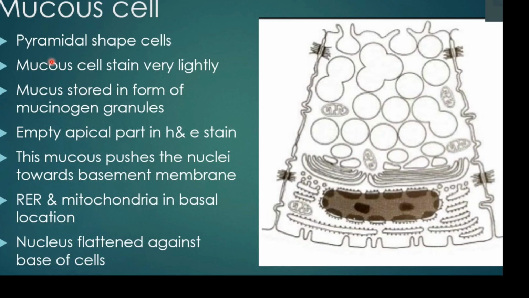Next is the mucous cell. A mucous cell is basically a pyramidal shape cell. It is a larger cell which is stained very poorly with eosin and hematoxylin. It stores the mucus in the form of mucinogen granules.